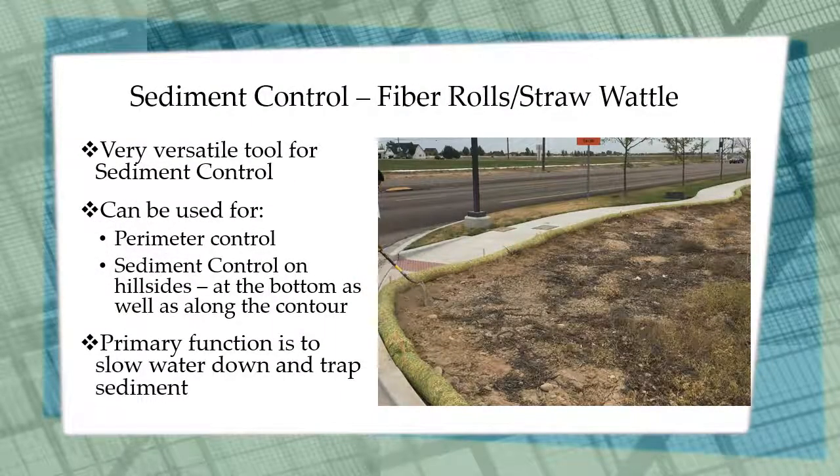Fiber rolls or straw wattles are an extremely versatile tool for sediment control. Their primary function is to slow down water and to trap sediment. They can be used for perimeter control, as shown in this picture. They can also be used along the toe of hillsides, as well as along contours of hillsides.